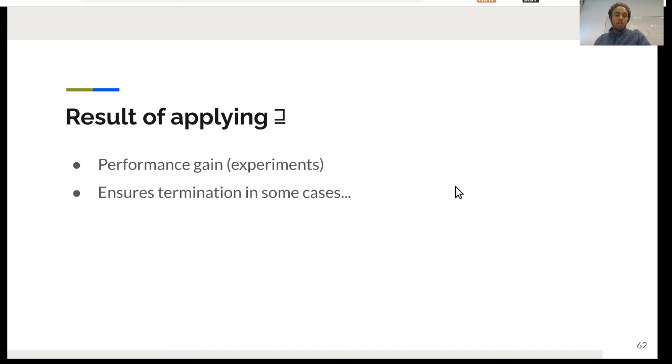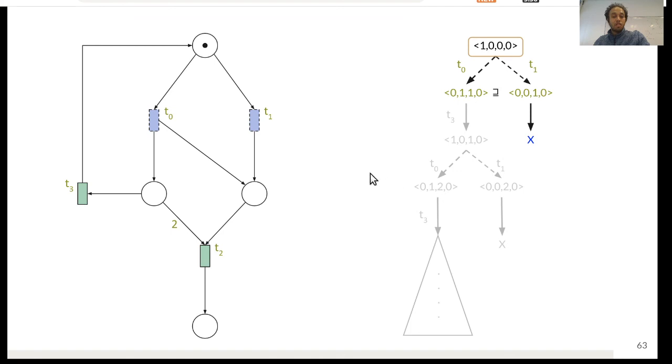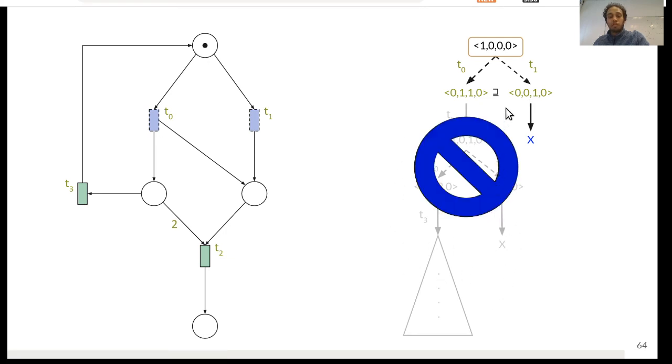So the result of applying this simulation is sometimes performance gains, as we shall show, and also, interestingly, there are cases where using this will terminate the algorithm, whereas it is not possible otherwise. Here is an example which is the one we saw a little bit earlier. In the infinite marking graph, the environment has to select one of these two configurations, and it can select only the minimal one according to our algorithm. So the algorithm avoids searching the whole infinite subtree here, and it terminates.